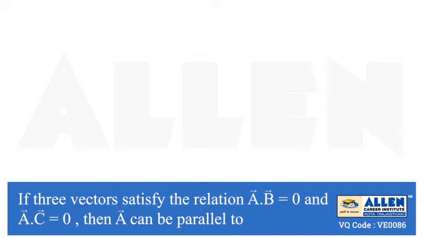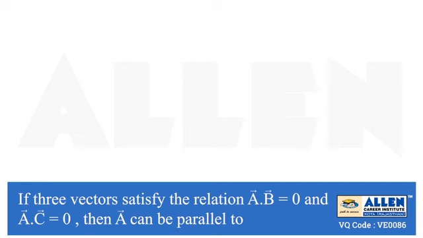If three vectors satisfy the relation a vector dot b vector equal to 0 and a vector dot c vector equal to 0, then a vector can be parallel to: first, c vector; second, b vector; third, b vector cross c vector; fourth, b vector dot c vector. So here we have three vectors and given conditions.